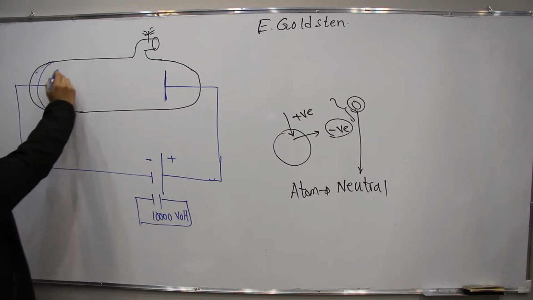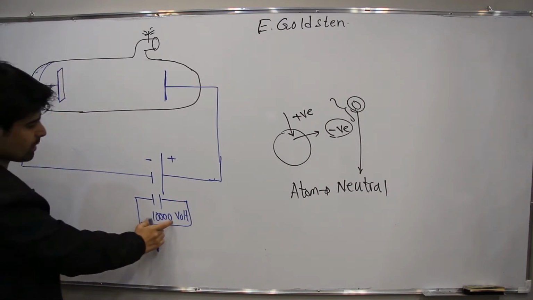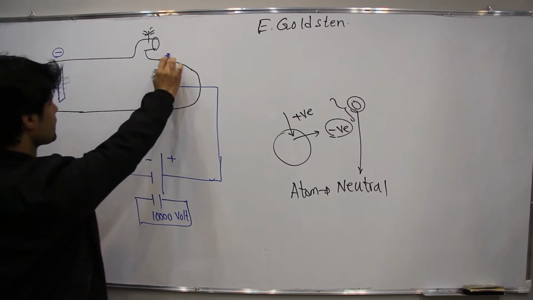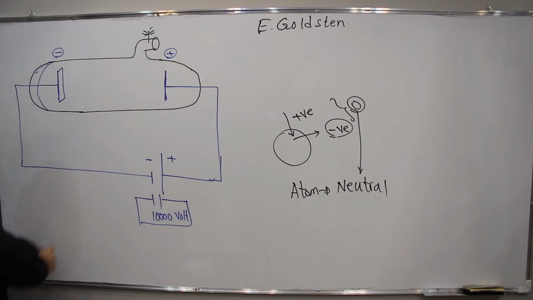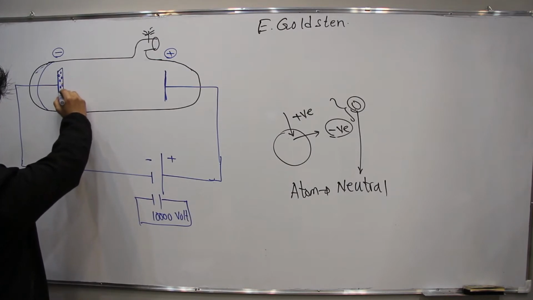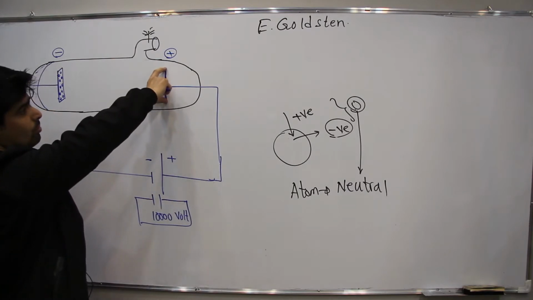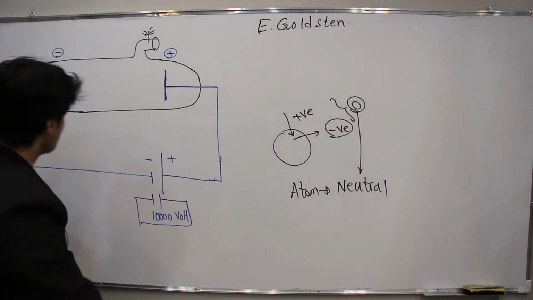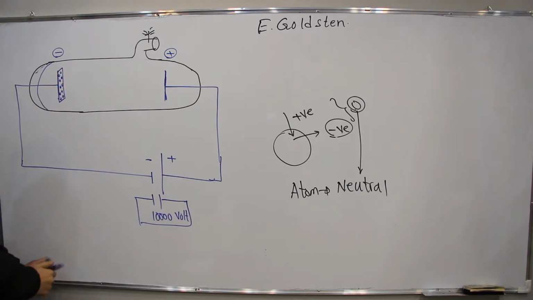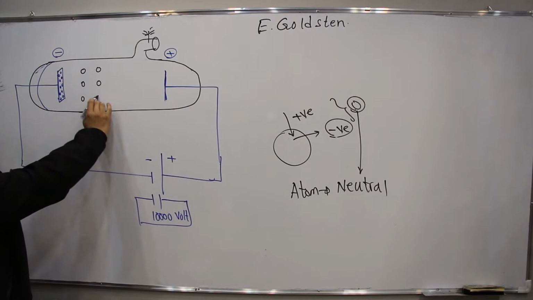And you know that this plate is connected with a battery with a high voltage. This side is negative, and this side is positive. And we have some holes here. In the previous lecture, J.J. Thomson made some holes in the positive side. Now we make some holes in the negative side, and we have the gas here, at low pressure.